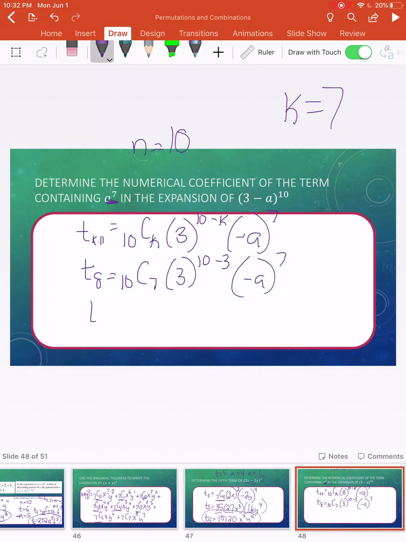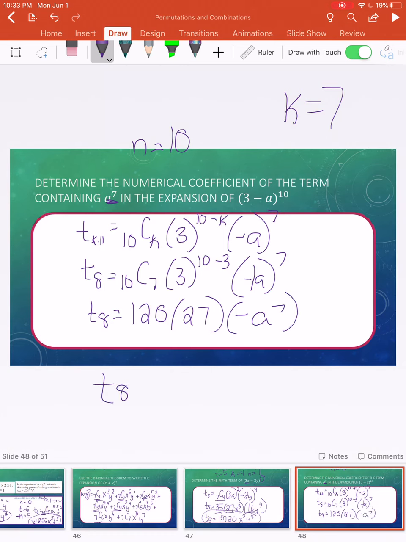Great. Okay, so if I were to type 10 choose 7 on my calculator, let's go ahead and type that in. 10 choose 7. We end up with 120. 3 to the power of 3 gives me 27. And then remember, you would pretend like there's a negative 1 here, so that way you know if this term should be negative or positive. Okay, so a negative 1 to an odd exponent is negative. So I end up with negative a to the 7th.